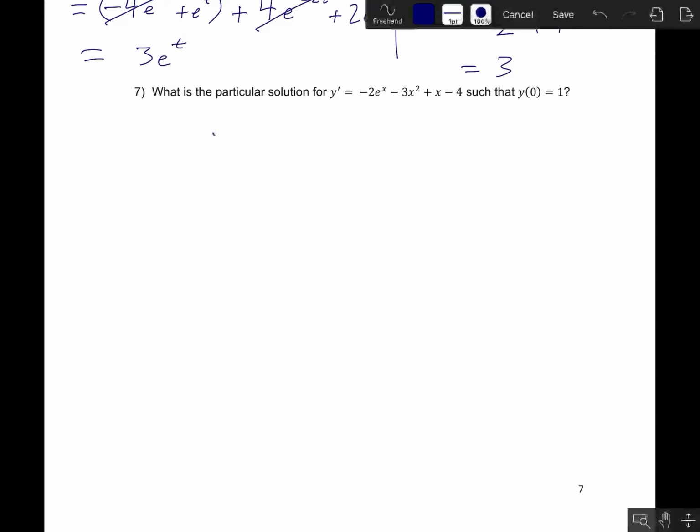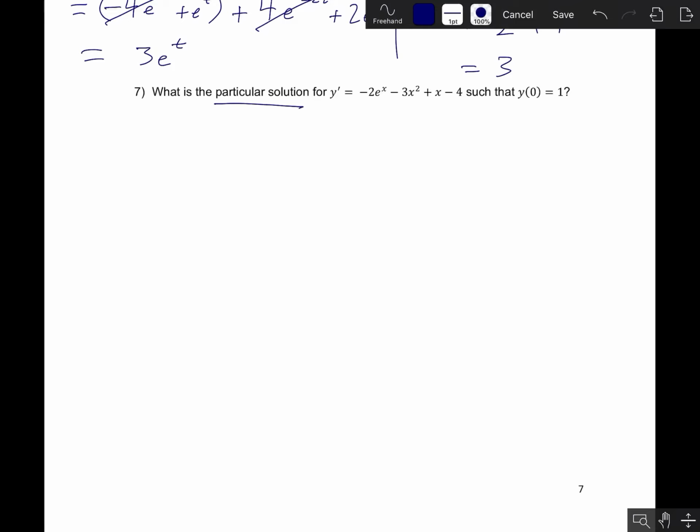Look at 7 and 8. In 7 it says, what's the particular solution for this expression? So we have, what's the particular solution, well, I should say equation, for y prime is equal to negative 2e^x minus 3x squared plus x minus 4. We want the particular solution such that y evaluated at 0 ends up being 1.